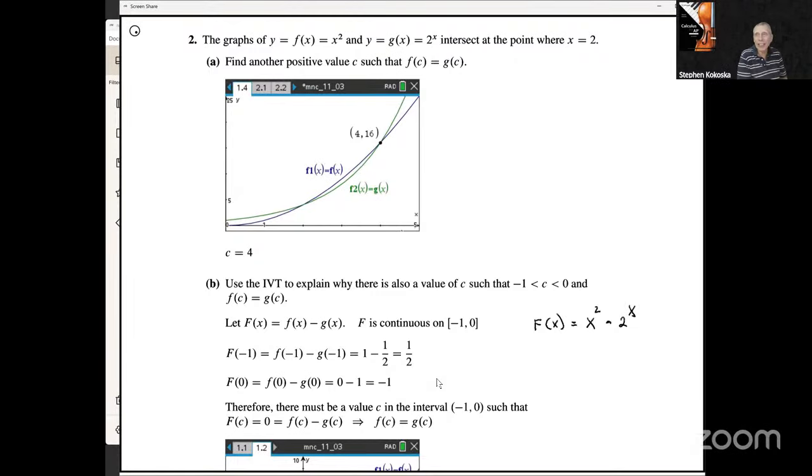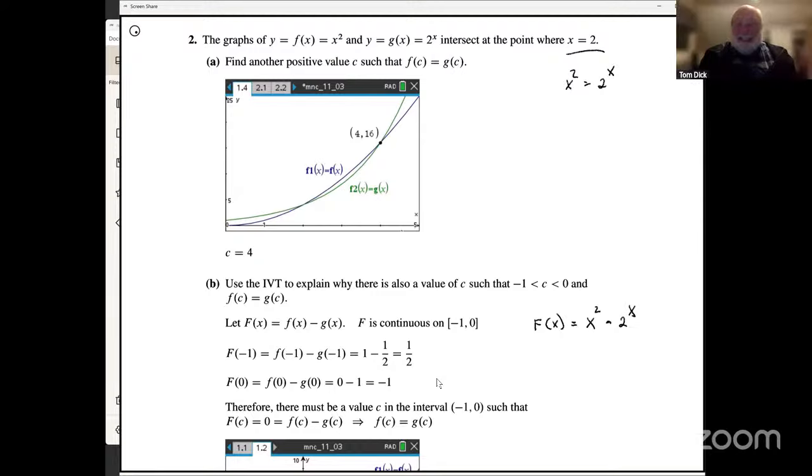So here we go. We have these two functions, f and g. f is x squared, and the function g is defined to be 2 to the x, and we know that they intersect at the point where x is equal to 2. Well, how do we know that? We want to solve this: x squared is equal to 2 to the x. I'm not hopeful of being able to solve that analytically, but I can see by what I'll call inspection that x equal 2 does indeed work. So find another positive value c that also solves that equation.